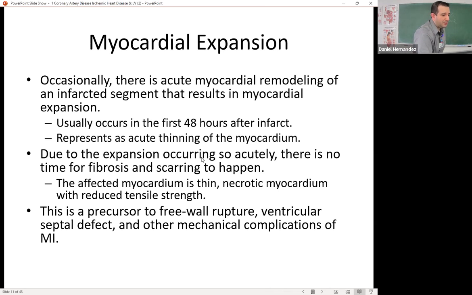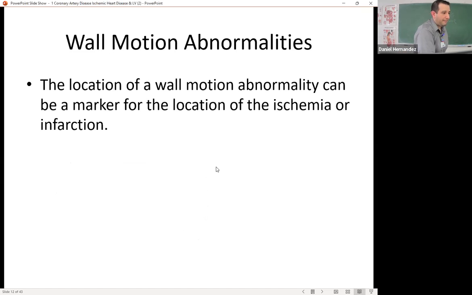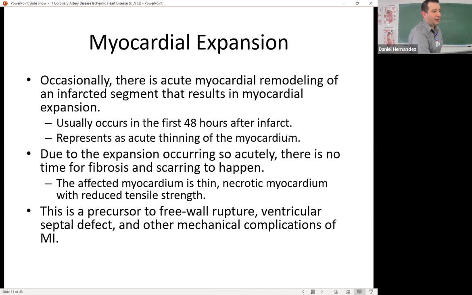So the affected myocardium is thin. Necrotic myocardium with reduced tensile strength can potentially lead to a precursor for free wall rupture, as well as ventricular septal defects and other mechanical problems of MI. So patients with myocardial expansion have a high risk for free wall rupture or aneurysmal rupture.